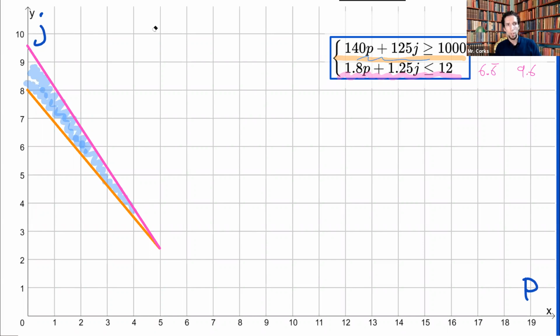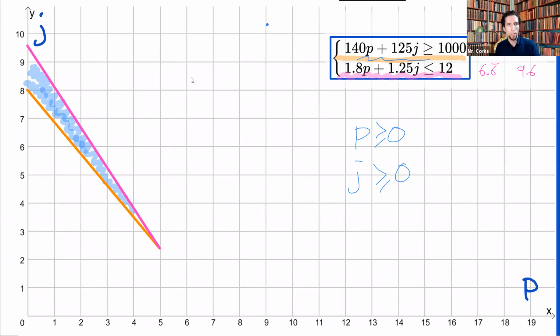We know for this problem, we didn't write it, but we understand that P must be greater than or equal to 0, and also J must be greater than or equal to 0. The P one didn't really come into play with this area, but J greater than or equal to 0 is why we're not shading off in this area. That's why we're just stopping at the J-axis here. Okay, so there's our shape.